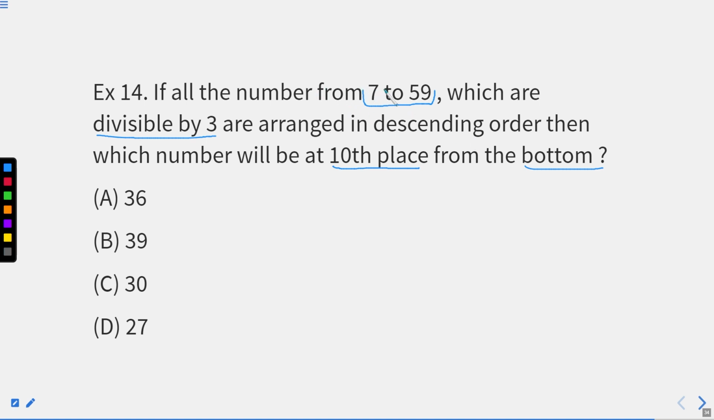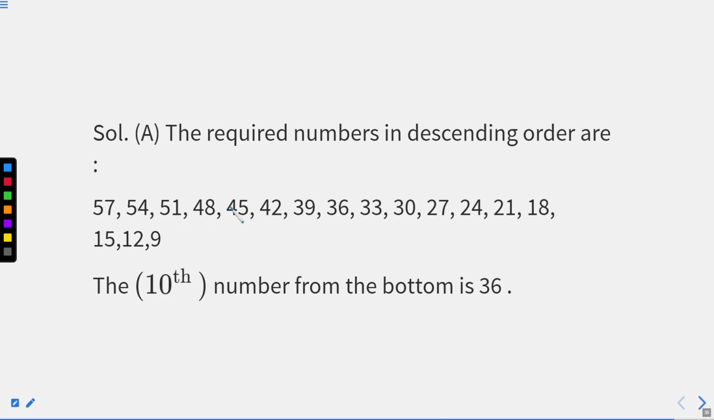First, we'll find all the numbers that are divisible by 3 from 7 to 59, in decreasing order. Here we have the numbers. So 59 is not divisible by 3. So 57 is the closest one which is divisible by 3. Then we'll subtract 3, we'll get 54.